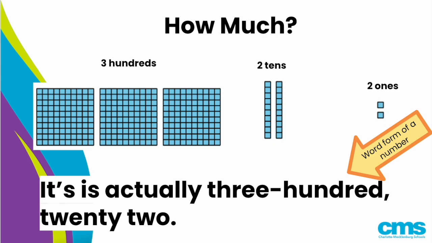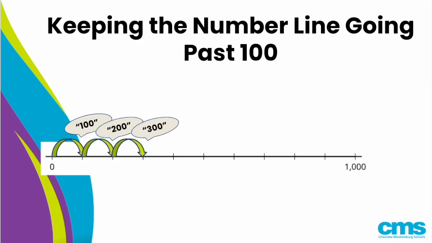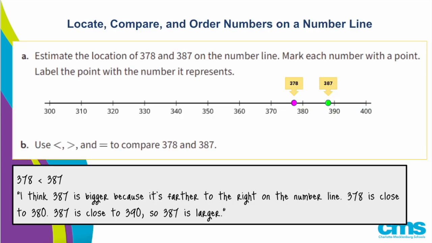In the later part of Unit 5, students learn that the numbers that go through 1,000 can also be represented and found on a number line, and we can solve problems using the number line. So here's an example of some work students will encounter in this unit. They'll be asked to estimate the location of 2 different numbers on a number line.